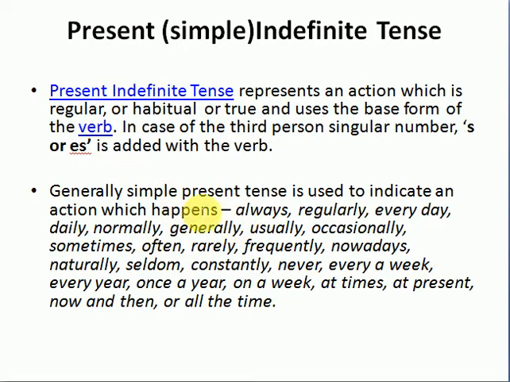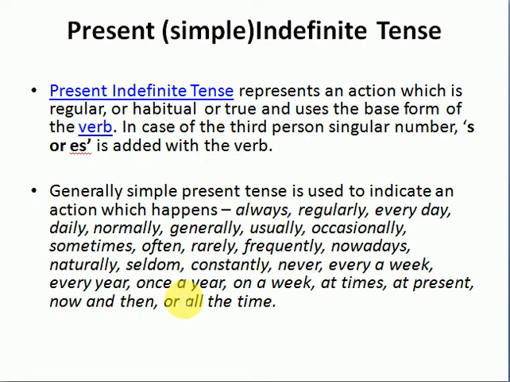Generally, we use this tense to indicate actions which happen regularly, which are a routine matter: every day, daily, normally, frequently, and if they happen once a year, or every year, or in a week, or all the time. So this is a routine matter. No matter if this happens once in a year, this is a routine matter. If you say, I spend my summer vacations in Murree, this happens only once a year, but it is a regular routine matter. This is what you do.